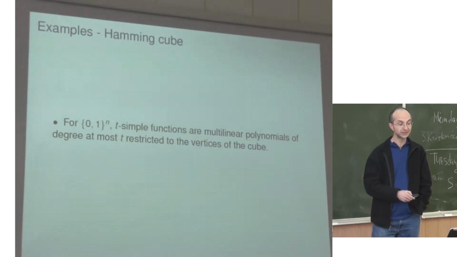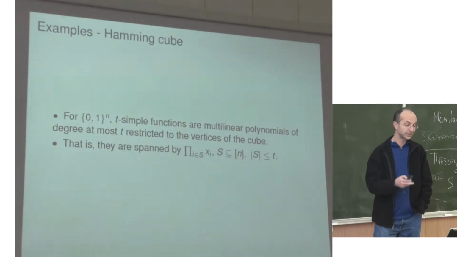The second example is the Hamming cube. Here, T-simple functions are just multilinear polynomials of degree at most T, restricted to the vertices of the cube. So basically they're spanned by monomials of the following form: we take a product of x_i over sets of cardinality at most T.